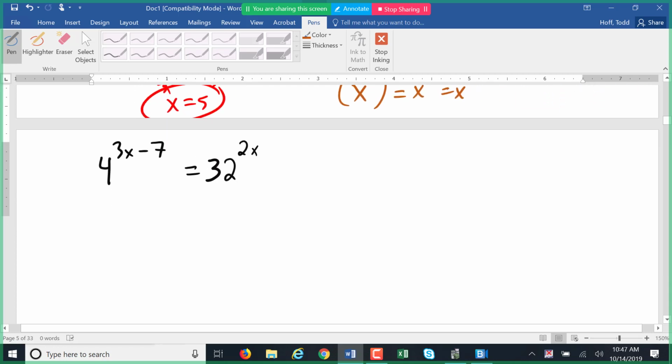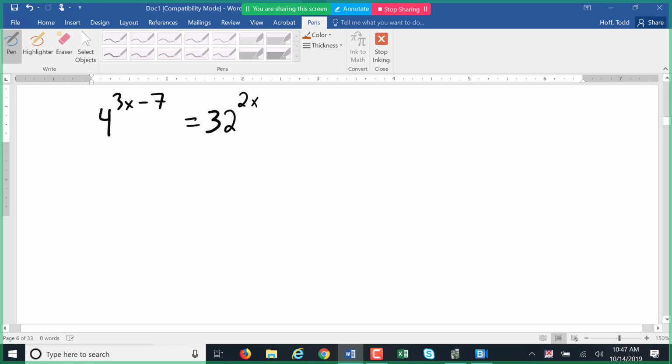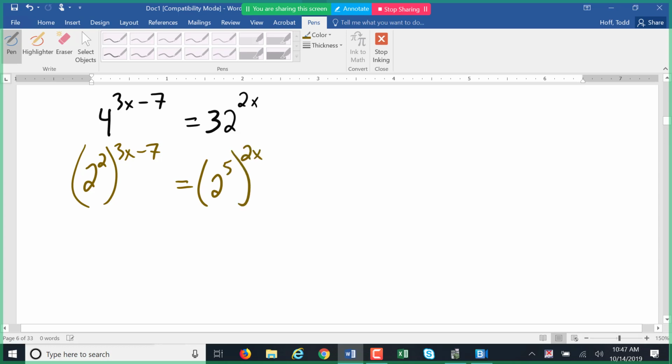So back to this example, we're going to do the same thing. Both the 4 and the 32 can be expressed as powers of 2. 4 can be written as 2 squared, to the power of 3x minus 7. 32 can be written as 2 to the 5th, to the power of 2x.